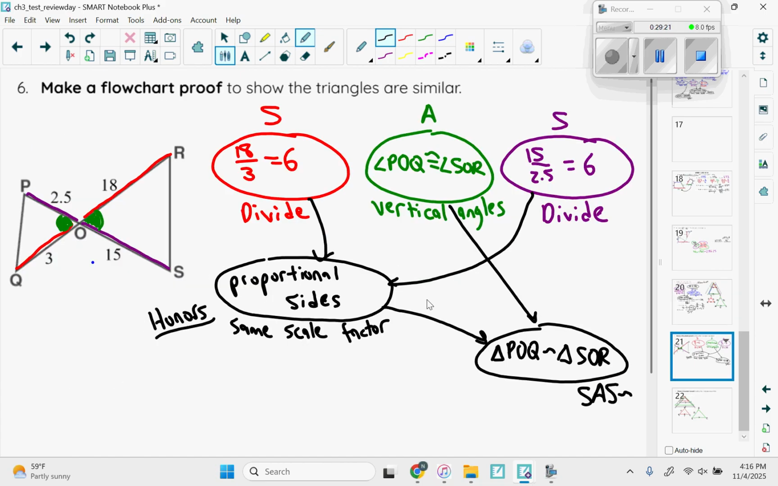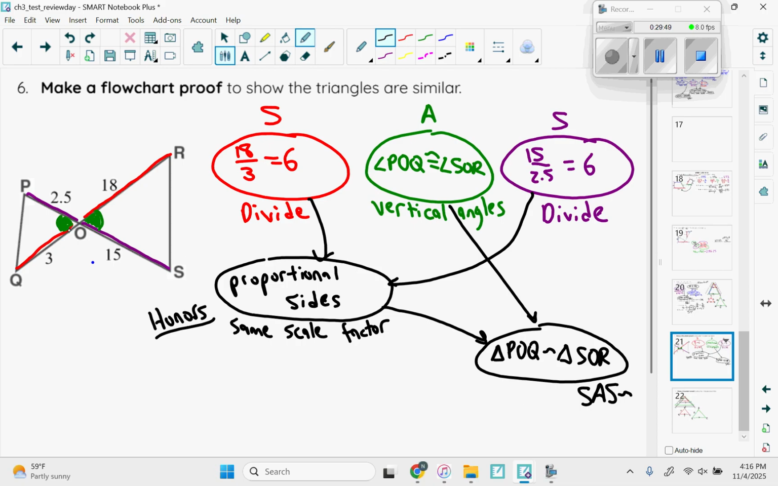And here I've already made the flowchart for this one. Again, I did side angle side. And when you do this one, you want to make sure you have the corresponding parts that make the same scale factor. So when I do 18 over 3, I get 6. When I do 15 divided by 2.5, I also get the same scale factor, 6. So that gives me a clue on what sides correspond.